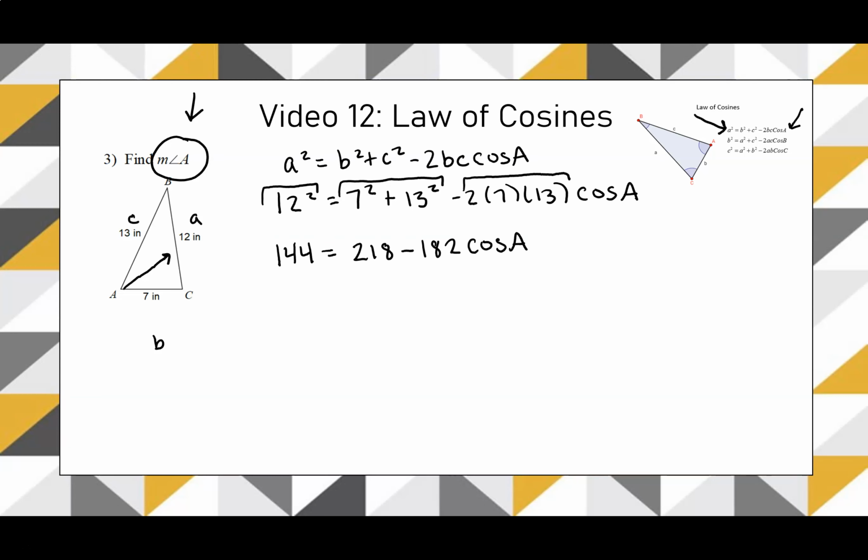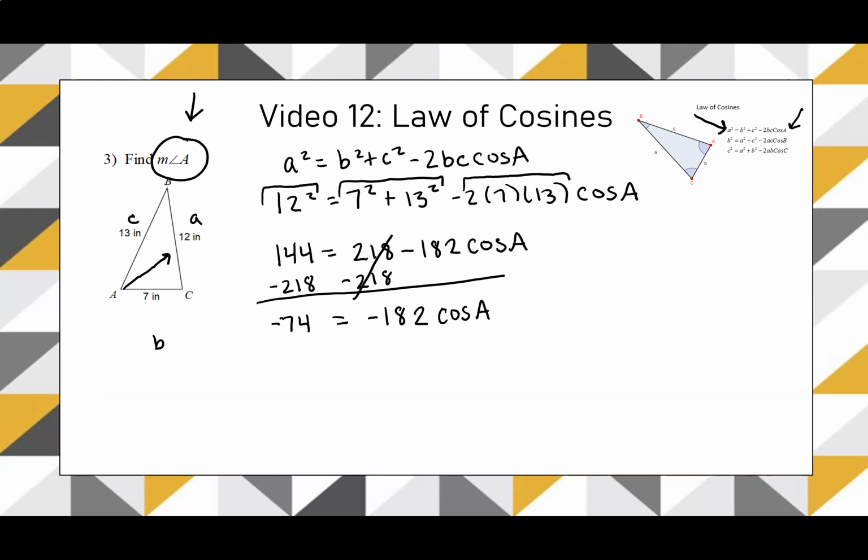All right, so now I'm just going to solve for the angle by making sure I have cosine A at the end. So I've got to get everything on the other side. So for example, I've got to subtract the 218. Okay, 144 minus 218 actually gives me a negative 74. This is gone. Negative 182. You're okay, Moose. And then I've got cosine A here still.